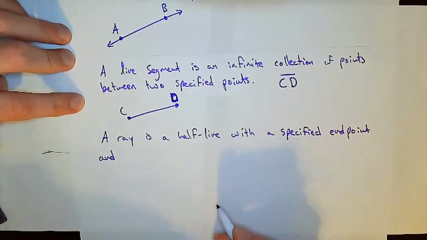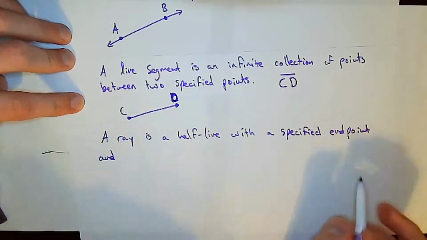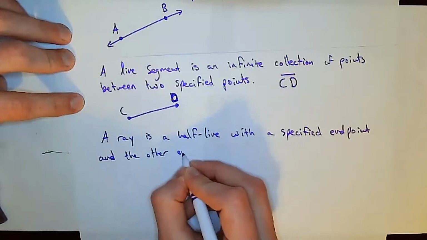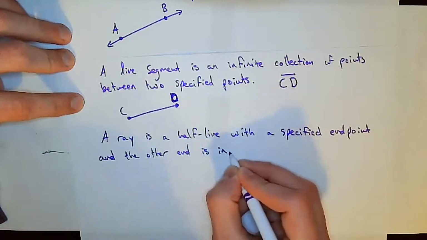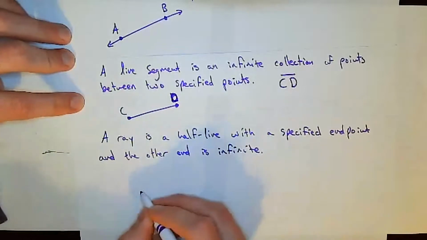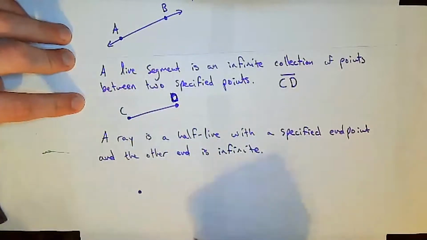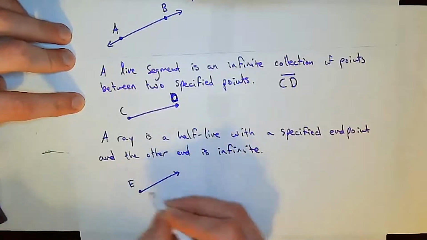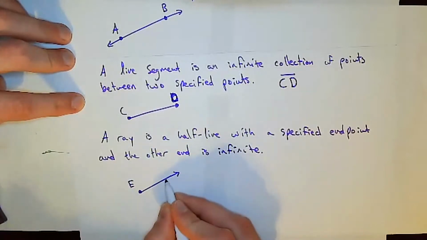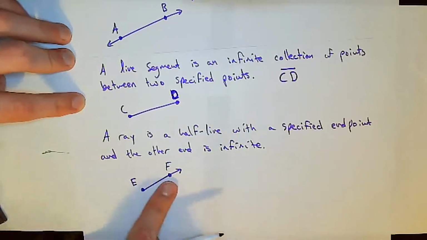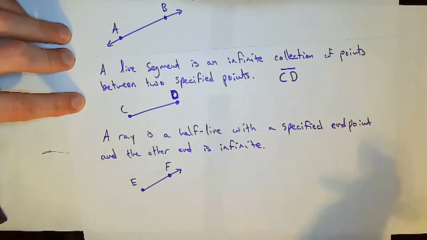Just to say this in layman's terms here, a ray is a half line with a specified endpoint, and the other end is infinite. So on the other end, we just get to pick some point and name some other point. So I could have the ray EF. Here's E, and then where do I put F? Well, somewhere over here, but it's kind of like a line on this side. So I'm just picking some arbitrary point to name the direction of this ray.